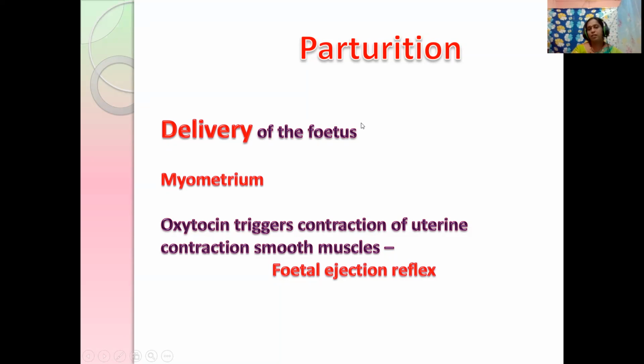Recall the layers of the uterus. They are perimetrium, myometrium, and endometrium. Then which layer is helpful for parturition? It is the myometrium. The oxytocin that is triggered from the hypothalamus further stimulates the contraction of the uterine smooth muscles, and by this the baby comes out. This is called the fetal ejection reflex.